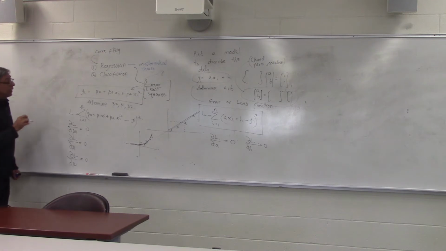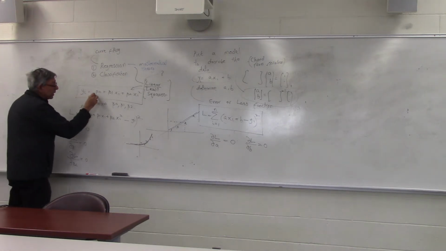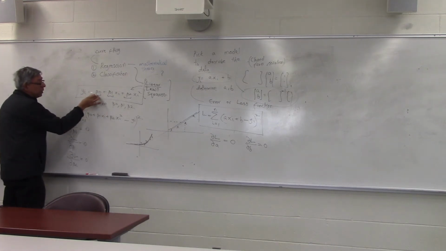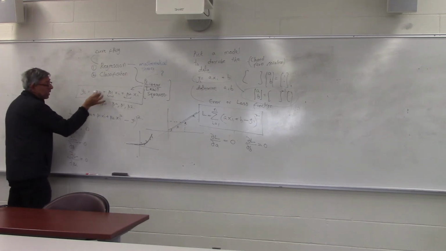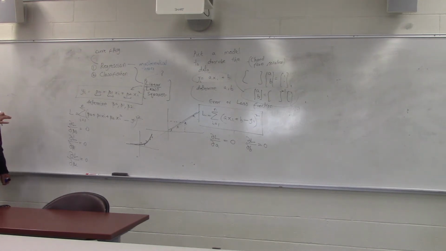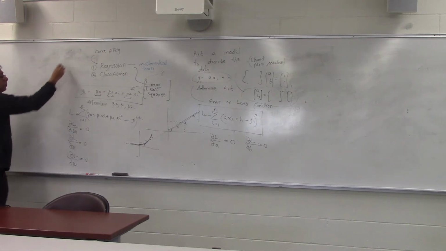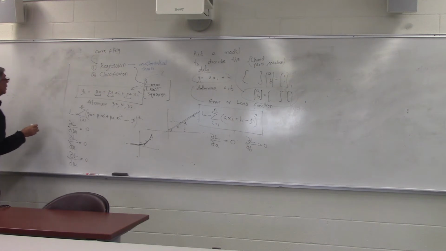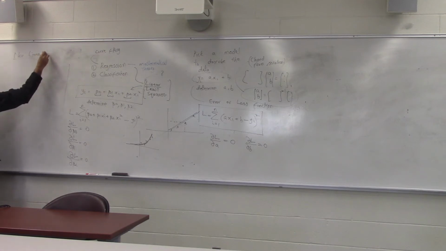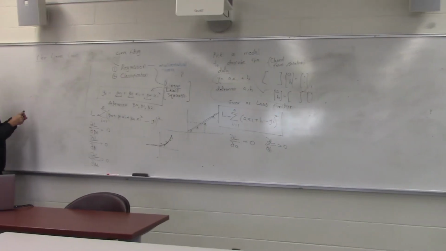What does linear mean? Linear basically means in terms of the parameters over here. So if the parameters are simply one at a time being multiplied by the data, and there is no square term involved. So what would be an example of a nonlinear least squares technique?